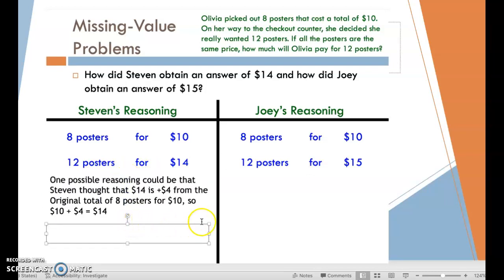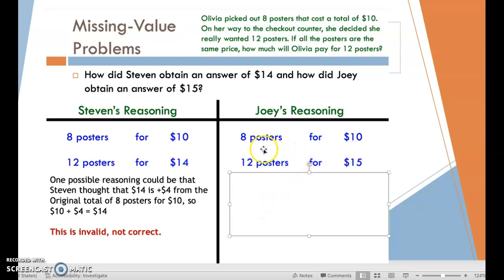One possible reasoning here could be that Stephen thought that 14 is plus 4 from the original total of 8 posters for $10. So 10 plus 4 equals 14. And you may have a different way that you thought Stephen figured this out. This is invalid and not correct. Joey: 8 posters for $10 and 12 posters for $15.